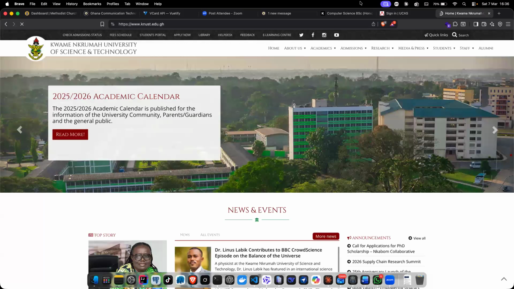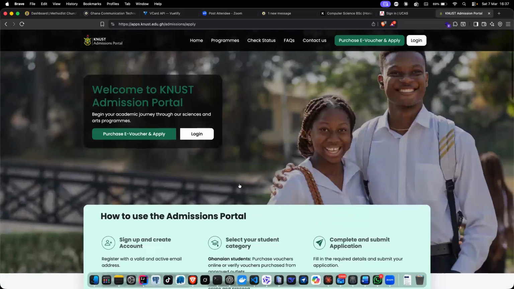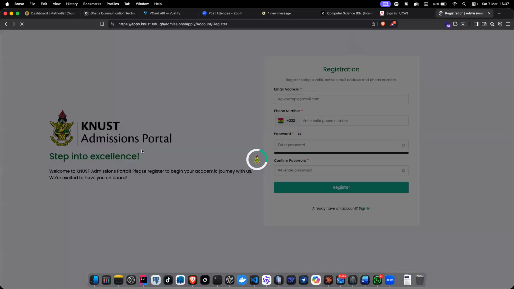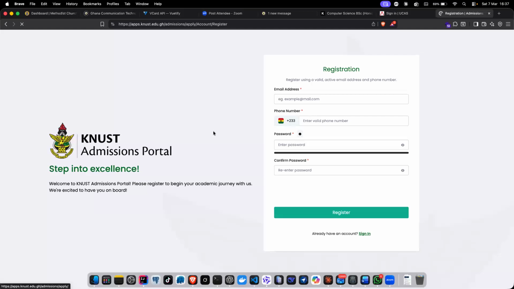So, if you come here, you'd like to go and purchase the voucher. But before you purchase the voucher, you need to register. Once you register, you will look at the fees and every component. You select the courses. If basically that's what you want, then you go on to pay. That's all.